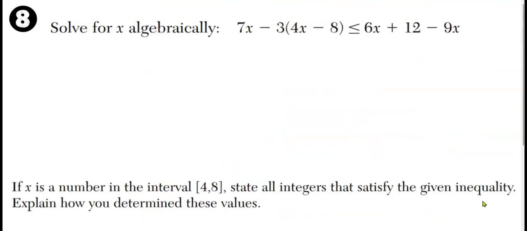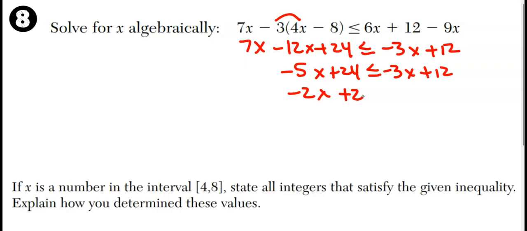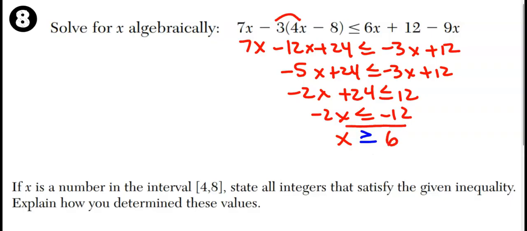Question number 8 asks you to solve algebraically. You're going to distribute here. Then I'm going to combine like terms on the left side. Then I think I'm going to add 3x to both sides. I'm going to subtract 24 from both sides. And I'm going to divide by -2, which is going to leave me with a reversed order inequality, and states that x can be any value greater than or equal to 6.